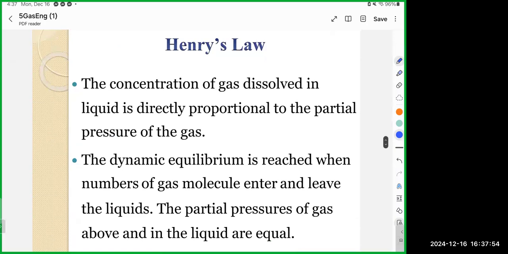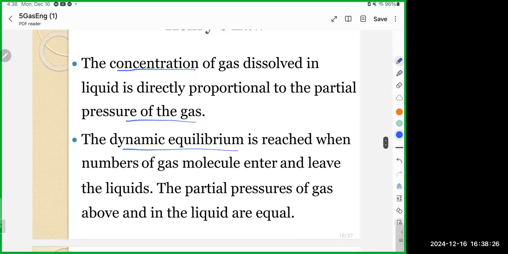And here, to describe the relation of the dissolving of gas, we use Henry's law, that gas can dissolve in liquid. The concentration of the gas that is dissolved in liquid is directly proportional to the partial pressure of the gas. And the dynamic equilibrium is reached when the number of gas molecules entering and leaving the liquid are equal.